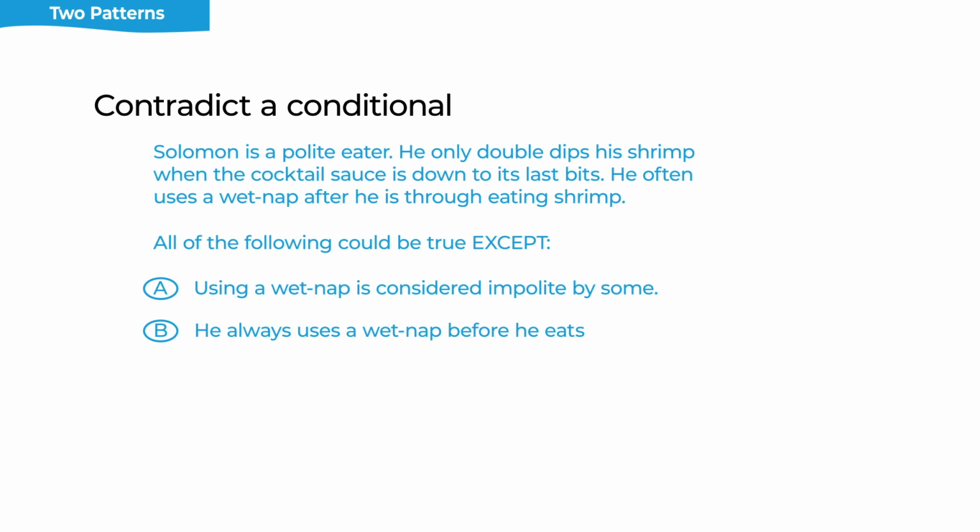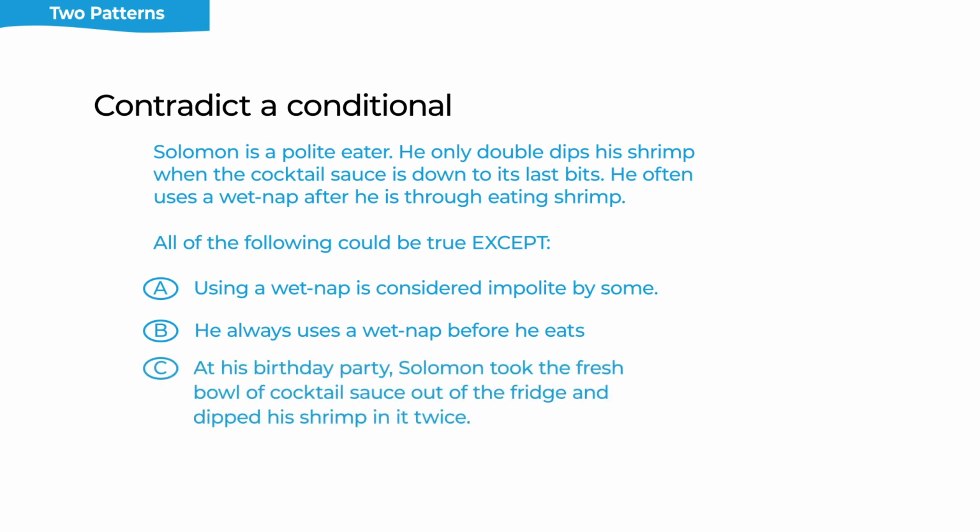The danger on must be false is that we confuse something that we wouldn't be able to prove with something that is provably false. So we don't have any idea. Maybe he uses a wet nap before he eats and after he eats and throughout. He goes through a lot of wet naps when he sits down to eat shrimp. All of that is compatible with the passage.